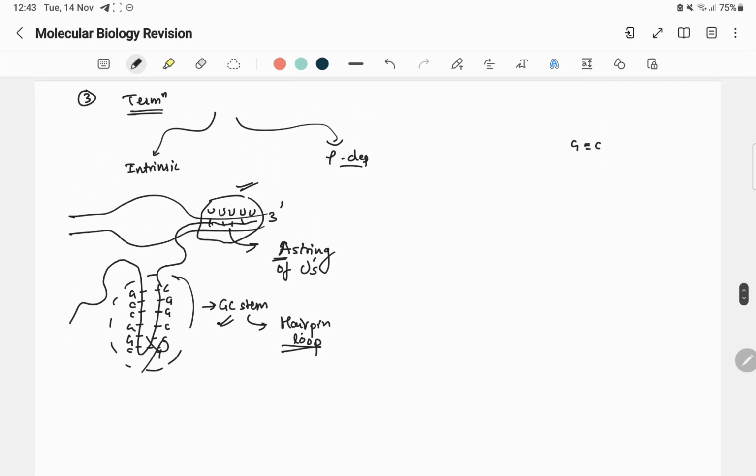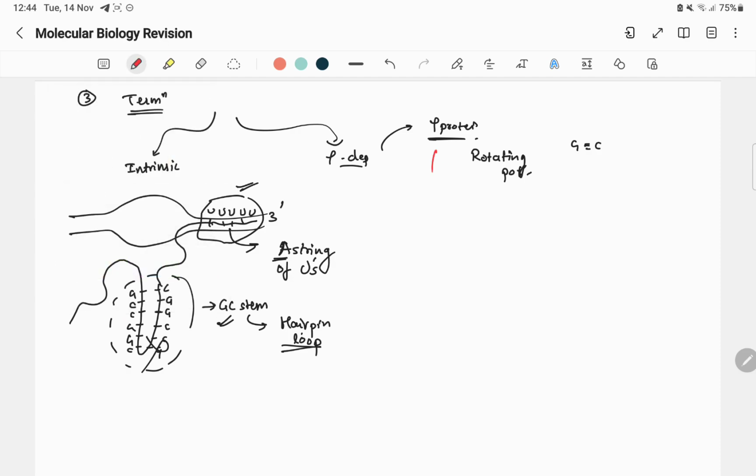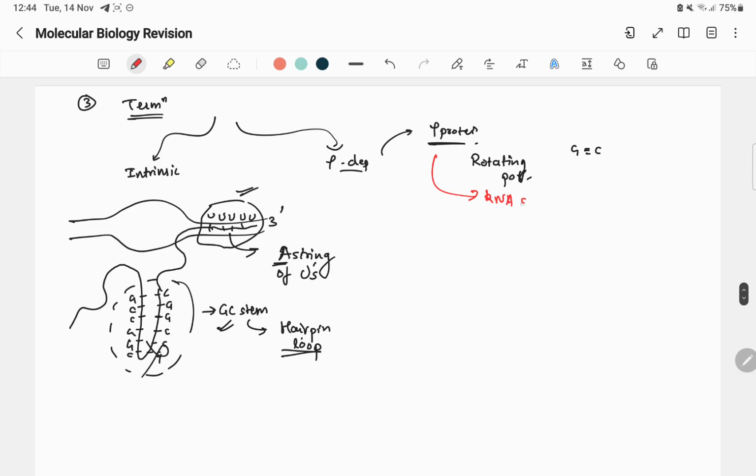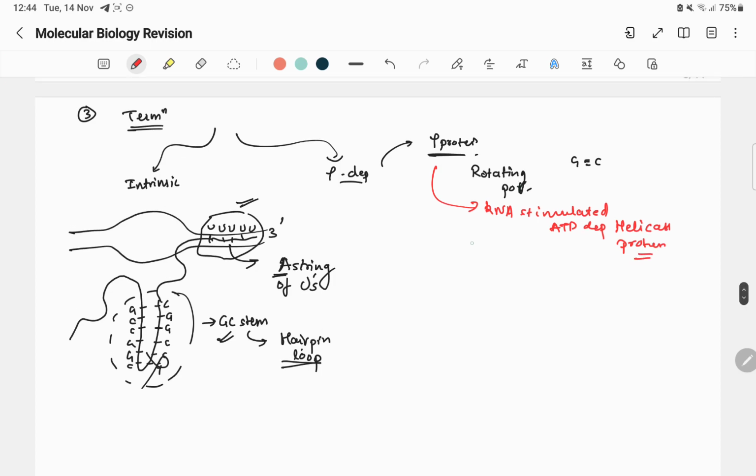Or you can have rho dependent termination, where rho protein is used. Rho protein is a rotating protein. Actually, rho protein is an RNA stimulated ATP dependent helicase protein. So you can have the rho factor or rho protein, which is a hexameric protein, also hexameric.